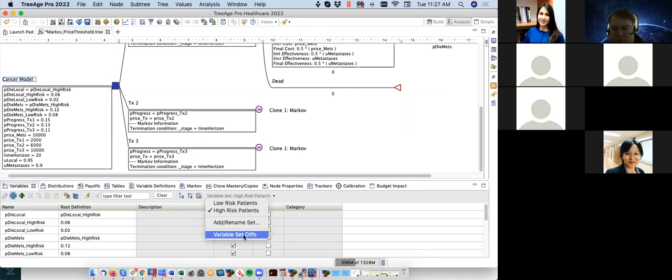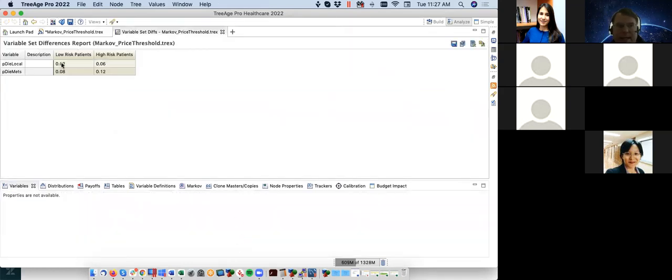Now, most of the variables are the same. And we added this to this menu. So you can see, okay, these are the only two variables that are different. All the other variable definitions are the same. So imagine in this case, we have low risk and high risk patients. So those are two subgroups.